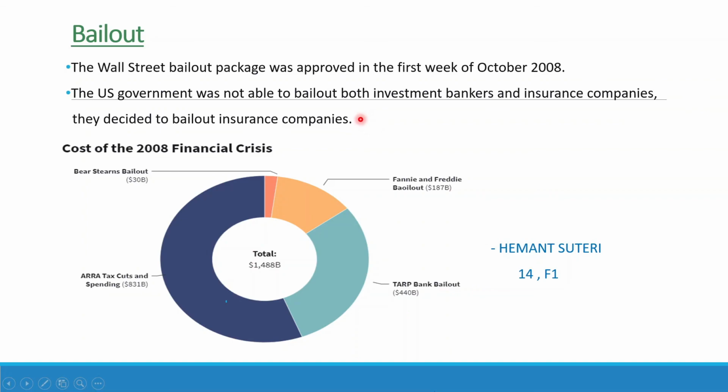Okay, so the cost of the 2008 financial crisis was around 1,488 billion US dollars. That's 1.4 trillion US dollars. Okay, so the bailout package was 700 billion US dollars, and around 831 billion US dollars were tax cuts and spending. This was the bailout package of this insurance company. This much was the bailout package for this company, and this much was the bailout package for this investment company.